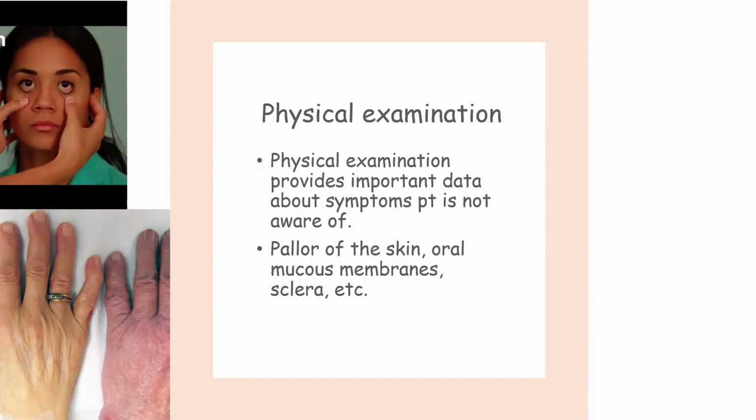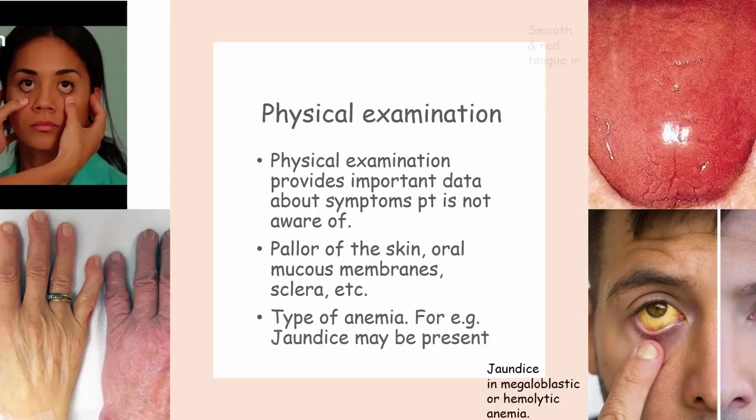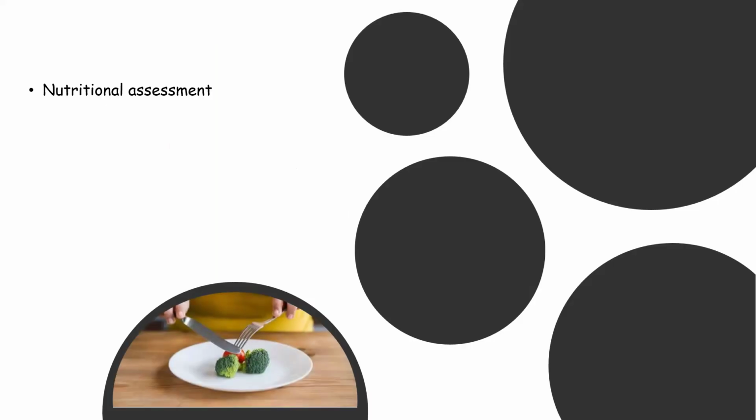Physical examination also tells us about the type of anemia. For example, jaundice may be present in patients with megaloblastic anemia or hemolytic anemia. The tongue may be smooth and beefy red in iron deficiency anemia. A nutritional assessment is important because it may indicate deficiencies in essential nutrients such as iron, vitamin B12, and folic acid. Strict vegetarians are at risk for megaloblastic anemia.